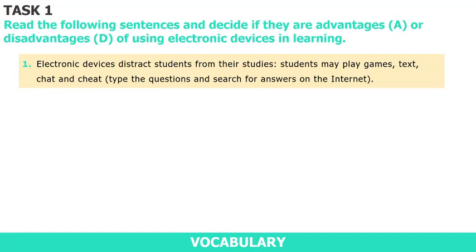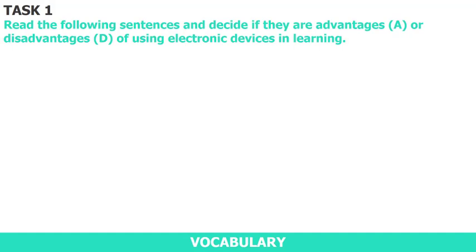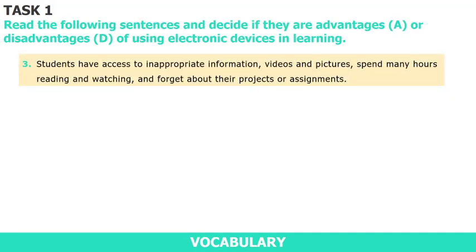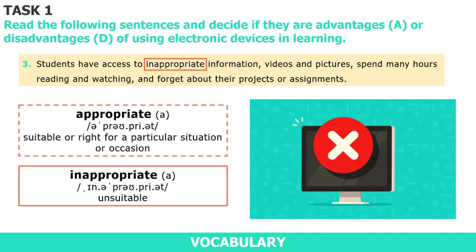Another word is cheat. Do you know this verb? Cheat means to behave in a dishonest way in order to get what you want. Its Vietnamese meaning is gian lận. In the third sentence, we have the word inappropriate. Can you guess the Vietnamese meaning of this word? It is không thích hợp. Its antonym, appropriate, means suitable or right for a particular situation or occasion. The Vietnamese meaning is thích hợp.